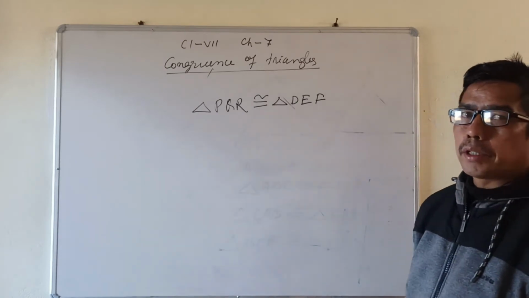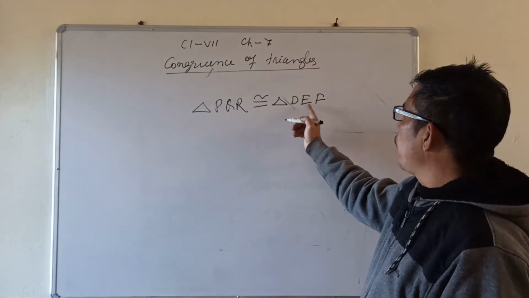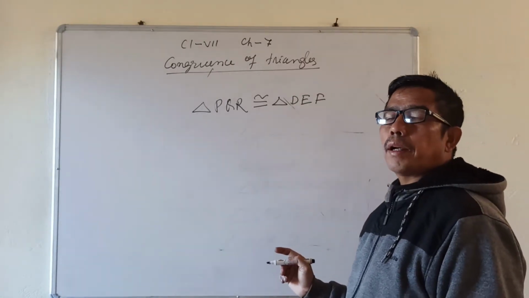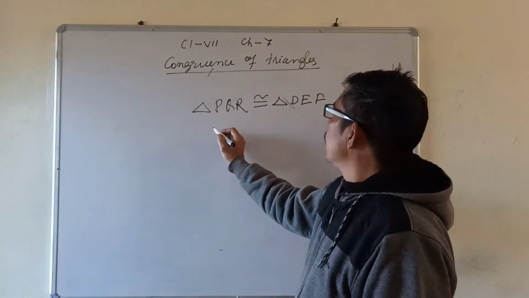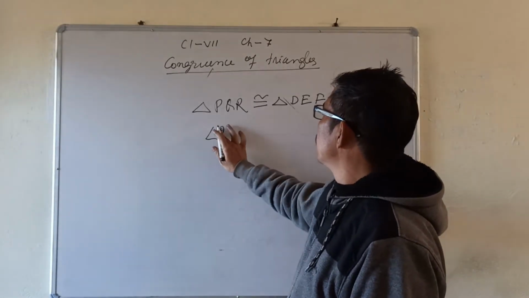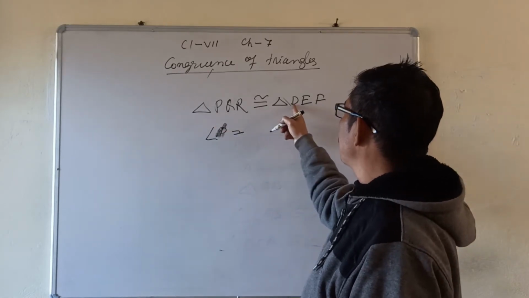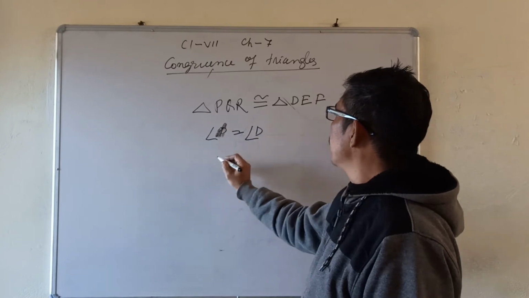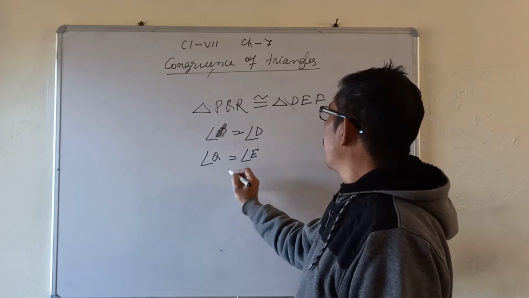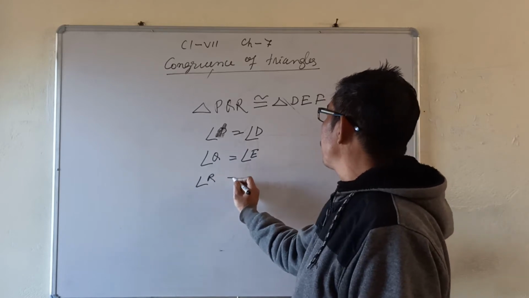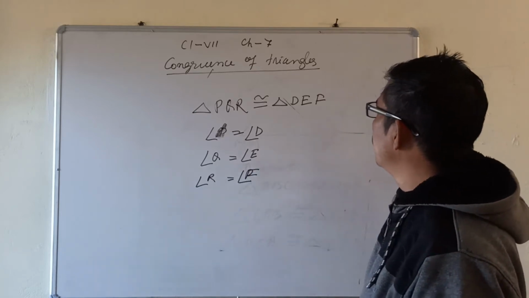Suppose you are given that two triangles are congruent. Triangle PQR is congruent to triangle DEF. Then what advantage can be taken from this relation? You can take angle P. Angle P should be equal to the first one, angle D. Angle Q should be equal to angle E. And angle R should be equal to angle F.